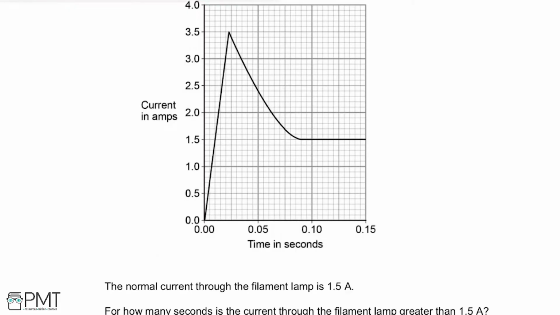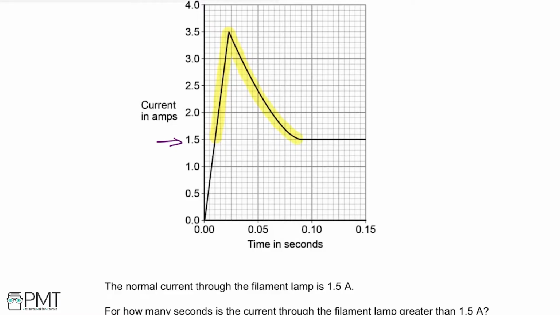So looking at figure 2, we know that we want to find when the current through the filament lamp is greater than 1.5 amps. So we'll find 1.5 amps on the figure. It's on the y-axis and it's here. And we want to know where the current is greater than this value. So we're looking at all the parts of the graph that are above 1.5 amps. So that is here where I'm highlighting.